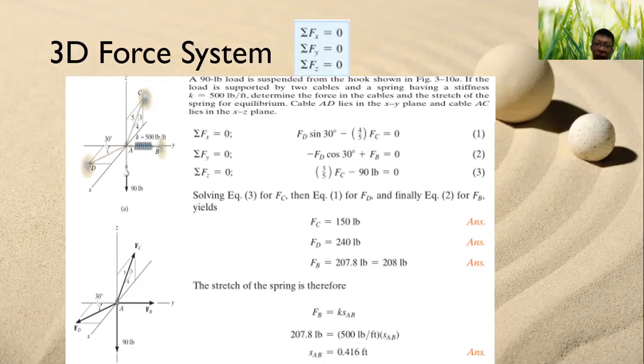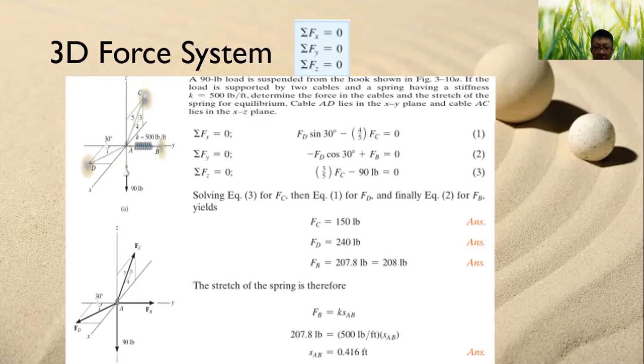And only point C is related. So Fc and then 3/5 Fc, and then minus 90 pound. The 90 pound is the own weight of the hook, equal to 0, and then we will get this, and then we will get the Fb equals to 808 pound.